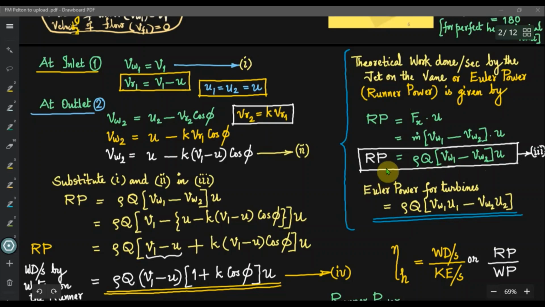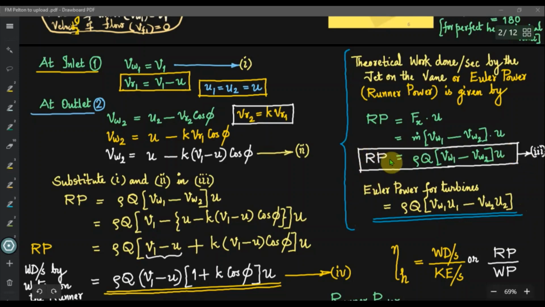So what relation can you get? Mass flow rate m dot is equal to rho into Q. So rho Q into (Vw1 minus Vw2) into u. That is the expression you get for the runner power, the work done by water on the runner per second. In the case of Pelton wheel, u1 is equal to u2, say u. Even you can get the same expression from the expression for Euler power for turbomachines. When u1 is equal to u2, you will get the same expression for the runner power. This is important even for solving numerical problems. You have to keep this in mind.